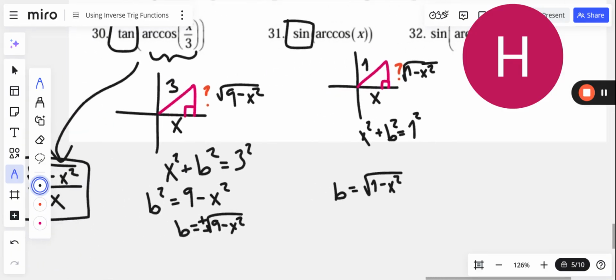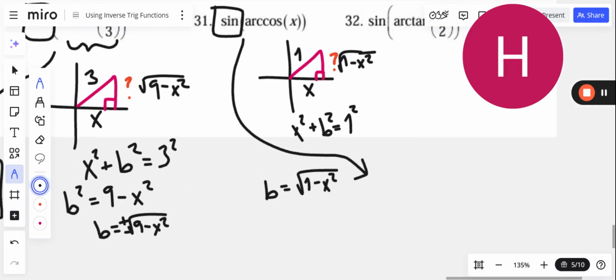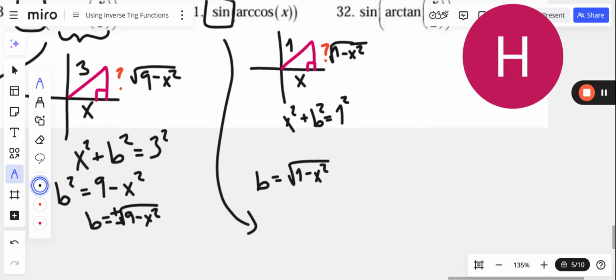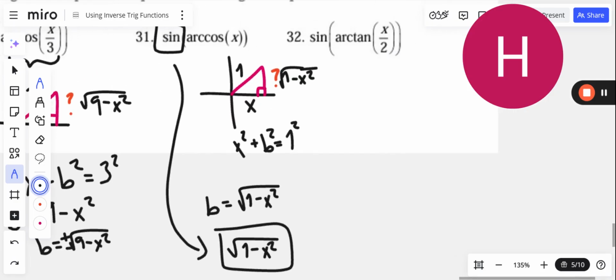So the sine of this, I guess I can put that there. Kind of messy. I'll just put it straight down. Put that down here. Is the opposite side, the square root of 1 minus x squared, over the hypotenuse, which is just 1. So actually that's also the sine value. Okay, looks good to go.